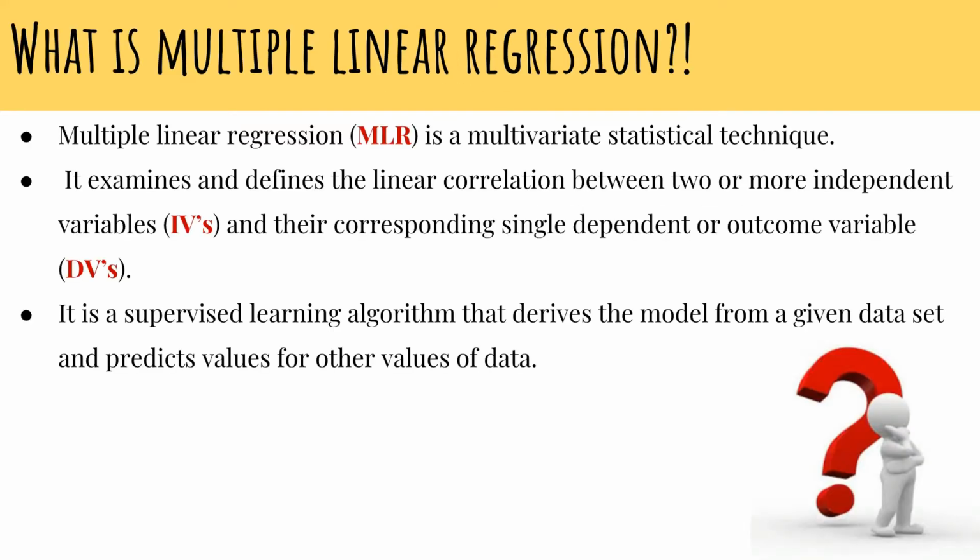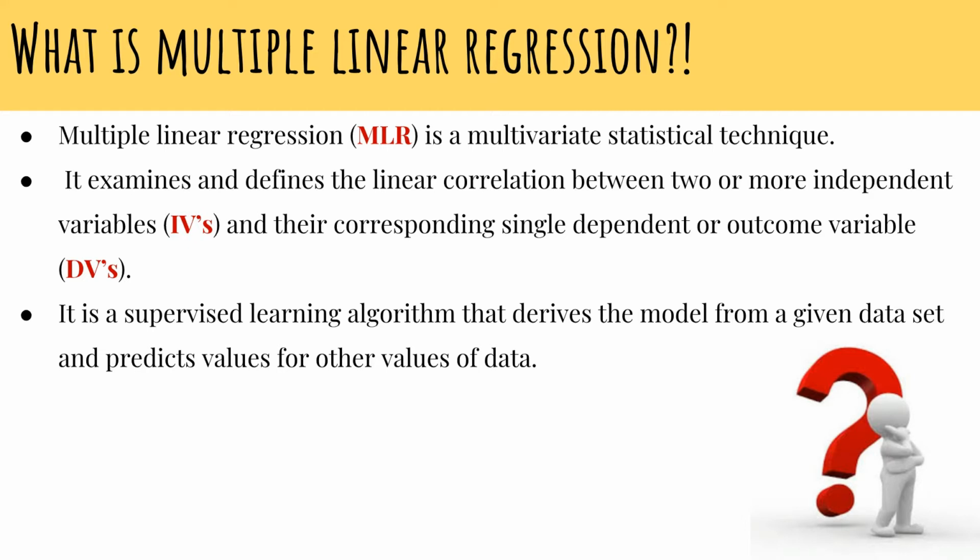So, what is multiple linear regression? Multiple linear regression is a multivariate statistical technique. As the name suggests, multivariate means the variables are multiple: there are two or more variables, unlike in simple linear regression. In simple linear regression, we had just one independent variable, and our equation was y equals b0 plus b1x. In multivariate linear regression, we have two or more independent variables, so we have x1, x2 and so on up to xn.